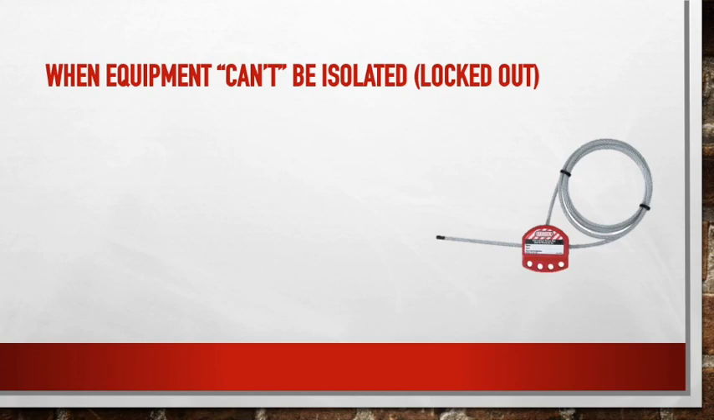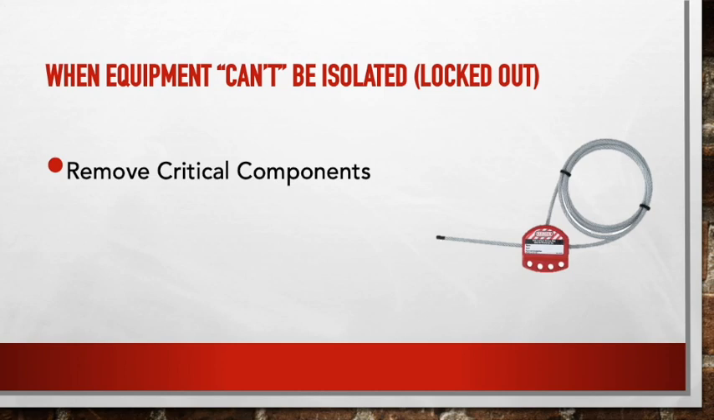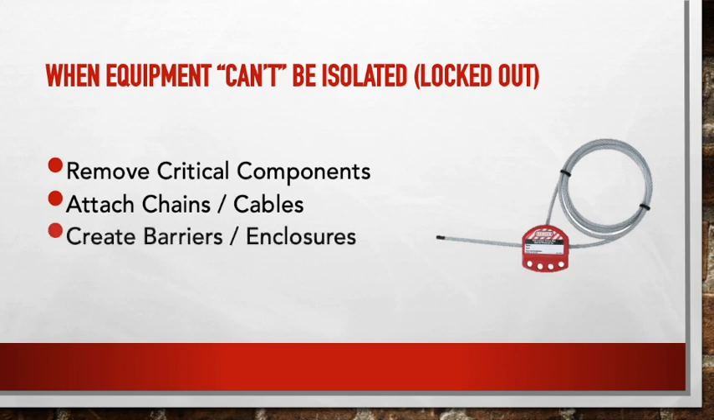So there are certain instances where things can't be locked out. There's no lock receptacle in order to place a lock. So in those cases, you need to remove critical components, if possible. For example, in a vehicle, attach chains and cables. I'm thinking of a pumping unit here, to lock out the weight so that they don't spin. You set them and then chain them out so that they can't move. That's just another example. Or also create barriers and enclosures so people can't enter an area where energy could be released and hurt somebody.